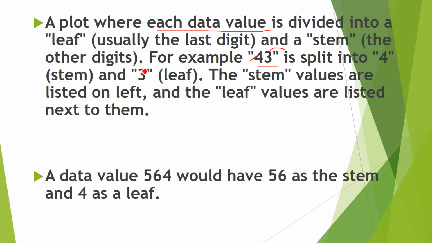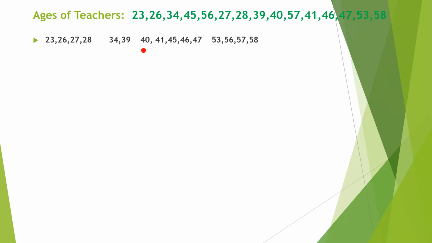So simple. Each data value is divided into leaf and stem, right? The left one is called the stem and the right one is the leaf. A data value 564 would have 56 as a stem and 4 as a leaf. So here we will discuss one example to understand it.